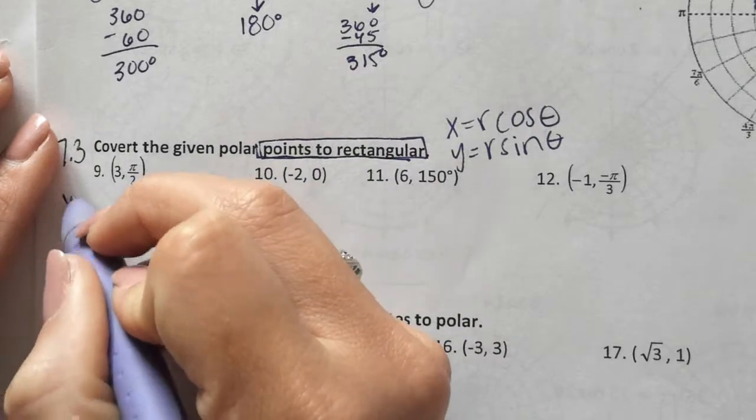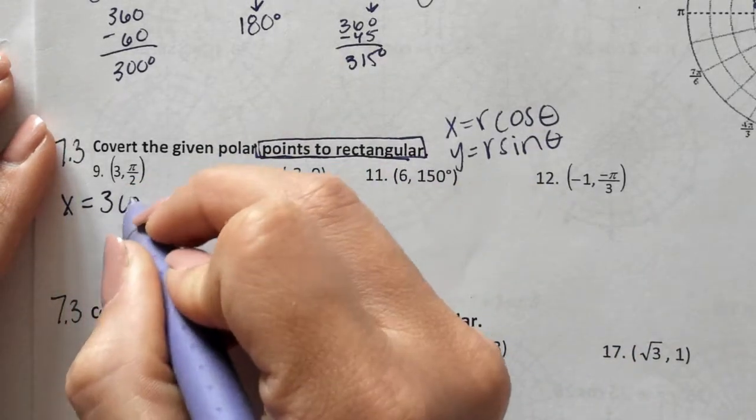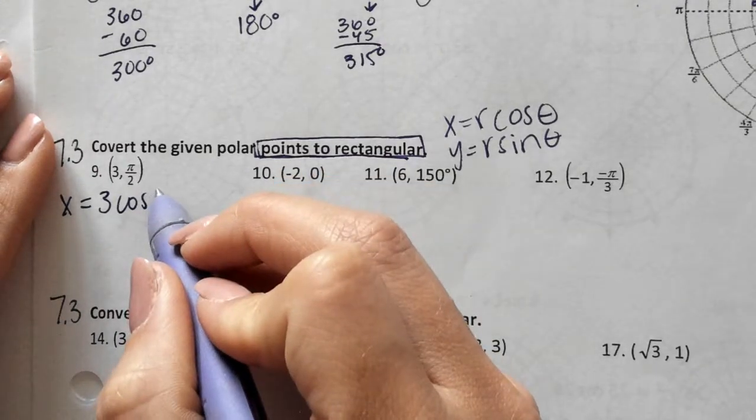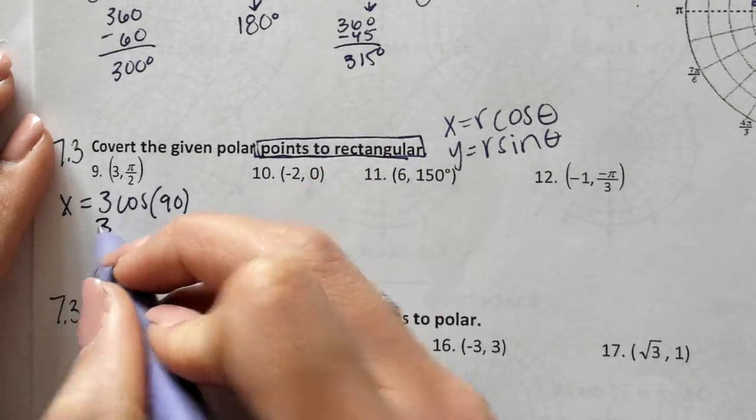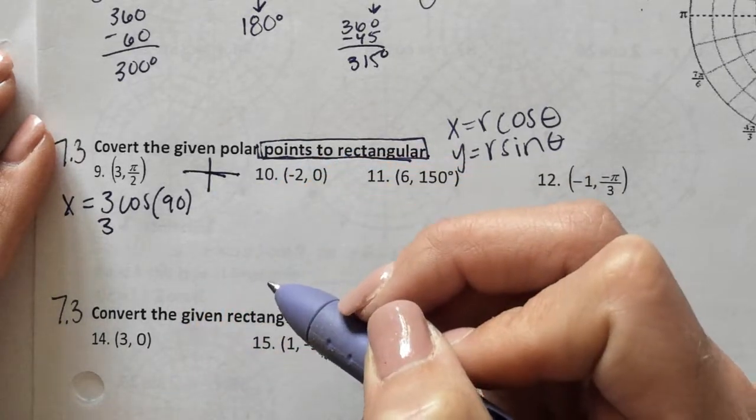So let's set this up. Our x value, what is our r in this case? 3. So we have 3 cosine of what is pi over 2? Good. Now let's think. 90 degrees, that's on an axis, correct? This one right here.